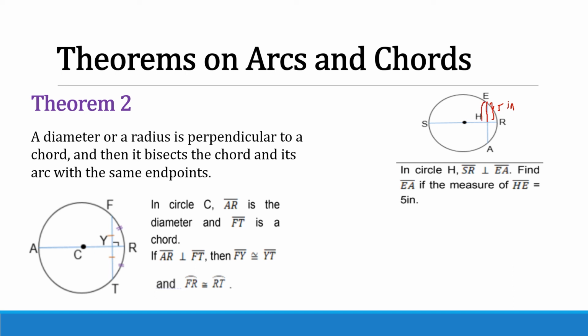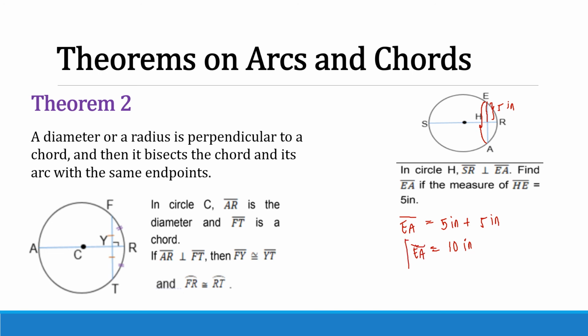Okay, so we just multiply this by 2. To find the measure of segment EA, you just multiply by 2. Since segment HE is half of segment EA, we just multiply 5 by 2. 5 inches plus 5 inches, sorry. Okay, so 5 inches plus 5 inches, that is 10 inches. The measure of segment EA.